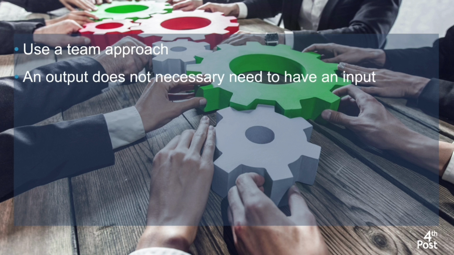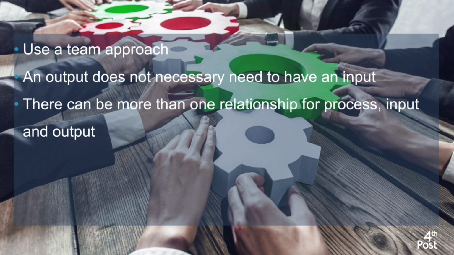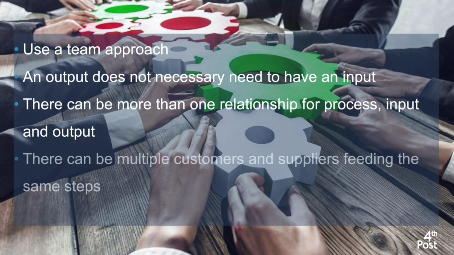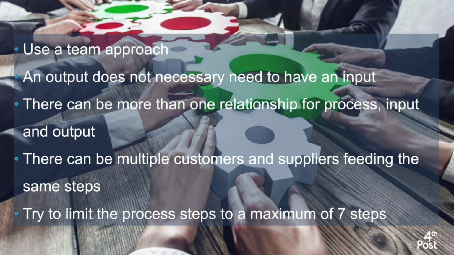And then, as we saw before, an output does not necessarily need to have an input. And there can be more than one relationship for process, input, and outputs. There can be multiple customers and suppliers feeding the same step. And then at the end, I'm going to repeat this: try to limit the process steps to a maximum of 7 steps.